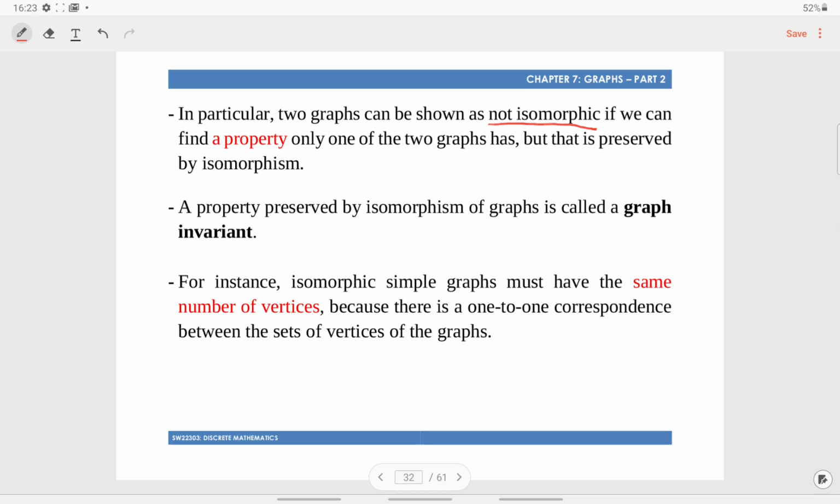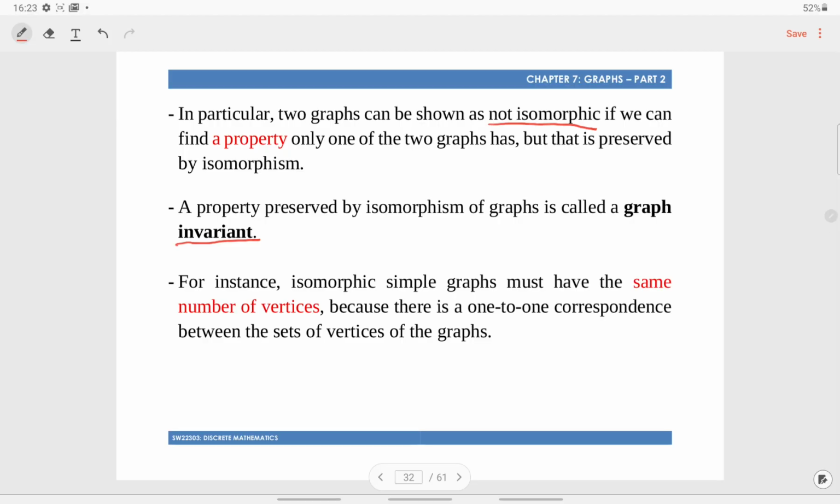Find a property that only one of the two graphs has, but that is preserved by isomorphism. A property preserved by isomorphism of graphs is called a graph invariant. What does it mean? Invariant means the values are equal, the values are the same.